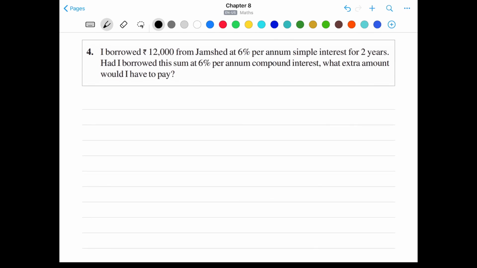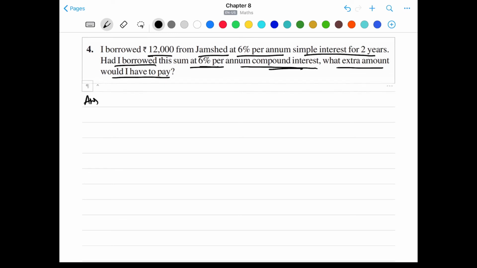of question number 3. Now let's see question number 4 of exercise 8.3. Question is, I borrowed 12,000 from Jamshed at 6% per annum simple interest for 2 years. Had I borrowed the sum at 6% per annum compound interest, what extra would I have to pay? Okay, so I have borrowed 12,000 from Jamshed at 6% per annum simple interest for 2 years. Further it's asking, had I borrowed this sum again at 6% per annum on compound interest, what extra amount I have to pay? So we have to calculate the simple interest and the compound interest for the same amount, and we'll see how much is the difference between the two. Okay, so let's start. Answer number 4.